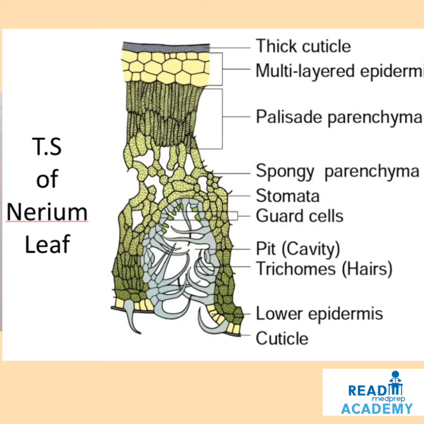Here you can see a section of the Nerium leaf which shows a thick cuticle. Below the thick cuticle is the multi-layered epidermis. Below the epidermis is the palisade parenchyma, below which is the spongy parenchyma. Then you can see the stomata surrounded by the guard cells, and a pit or a cavity is present with a large number of hairs called the trichomes. And the lower epidermis is present which has cuticle.